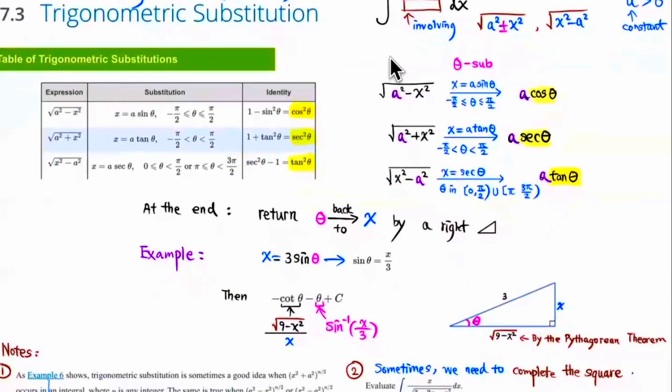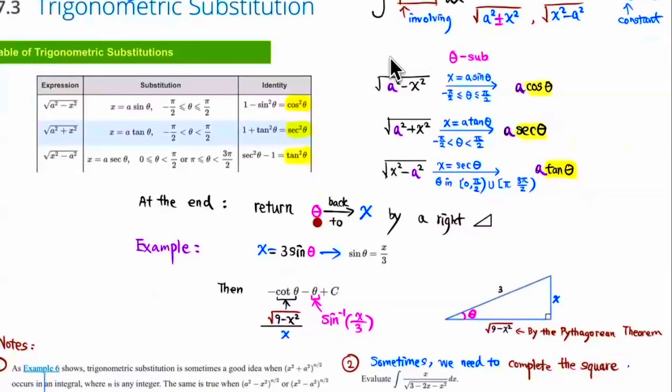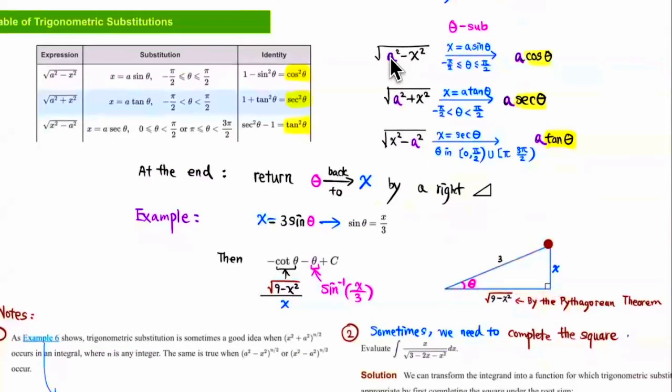When you do trig sub or theta sub, don't forget at the end, you want to return from theta to x by this right triangle trig. So say, for example, x equals 3 sine theta, then you will draw a right triangle and put the theta here. Then sine theta will be x over 3. So put x here and 3 here. You can figure out the remaining side by the Pythagorean theorem.